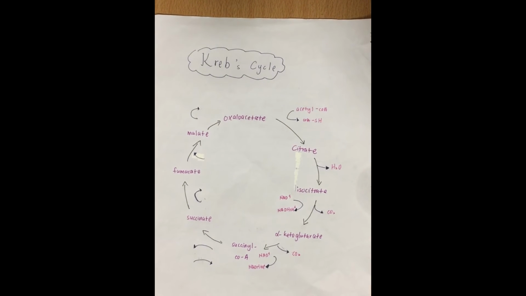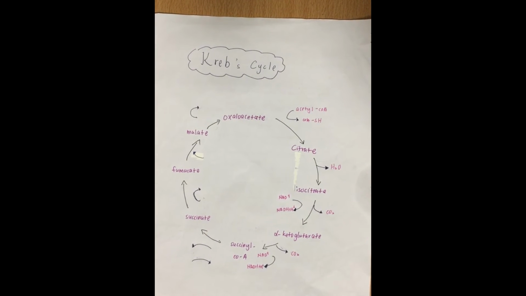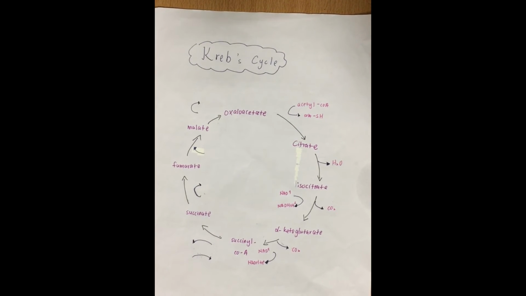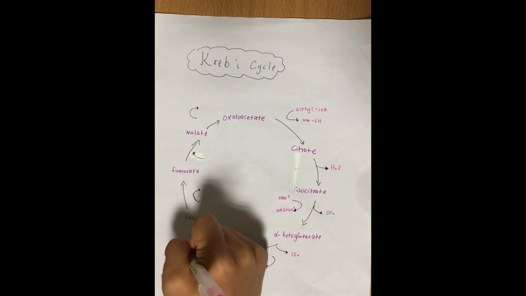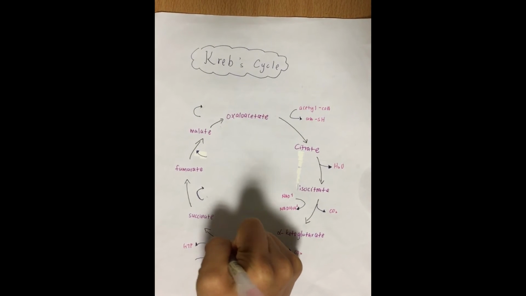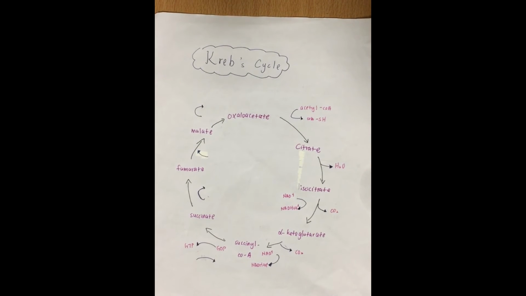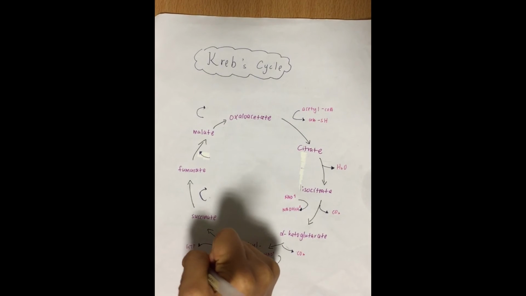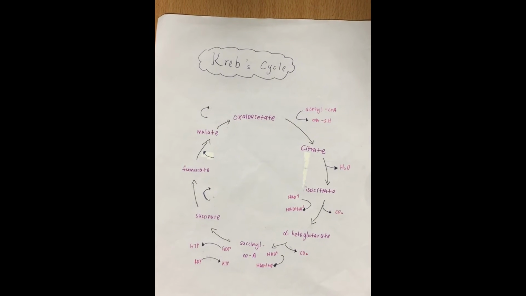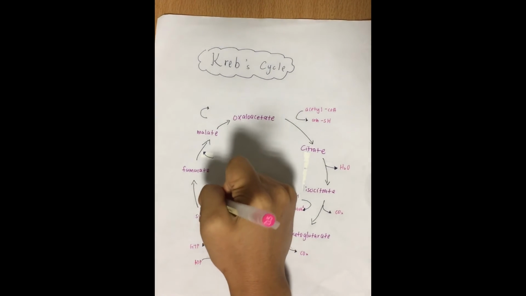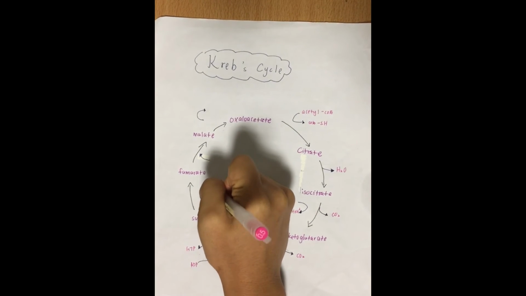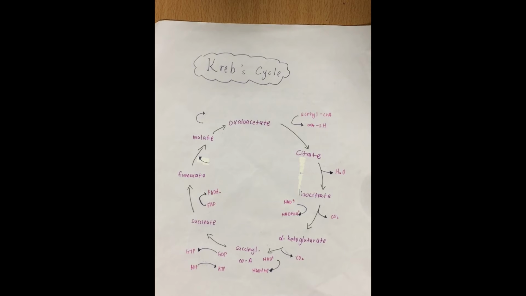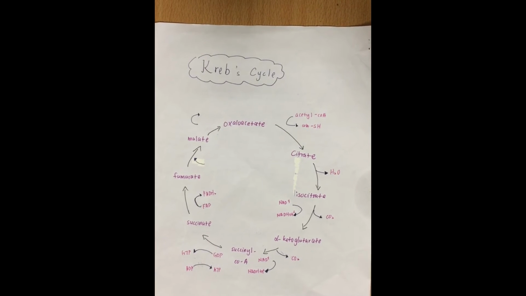Next, the CoA is removed from succinyl-CoA to produce succinate, and the energy is used to make GTP from GDP by substrate-level phosphorylation. GTP can then be used to make ATP. After that, succinate is oxidized to fumarate. During this oxidation, FAD is reduced to FADH2. The enzyme used is succinate dehydrogenase, which catalyzes the removal of 2 hydrogens from the succinate.